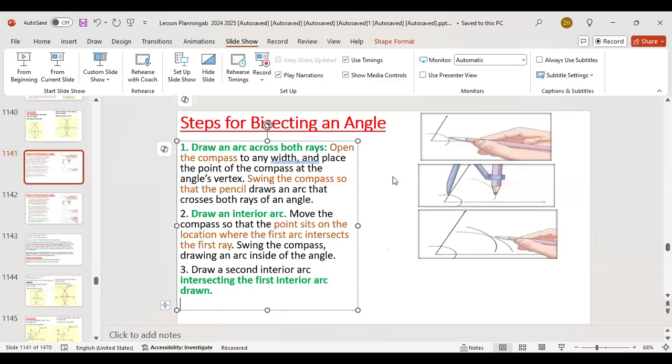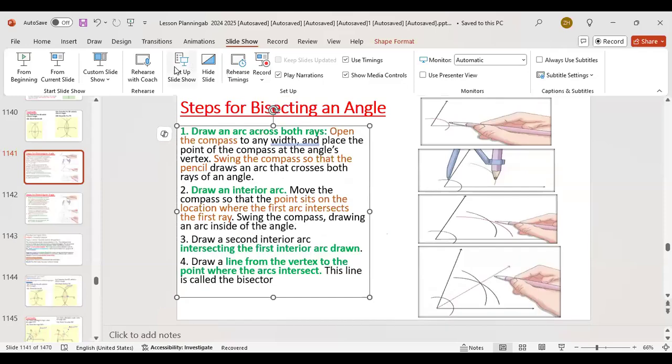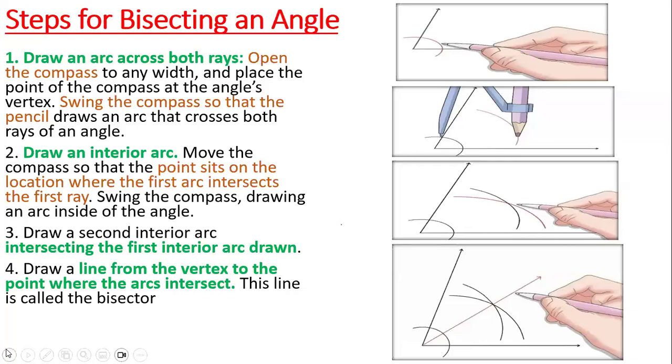After we already do all that, what we're going to do now is write our bisector. So we're actually gonna bisect it. We draw a line from the vertex to the point where the arcs intersect. That's going to be our bisector. So this right here is the bisector, and that is what cuts it in half.